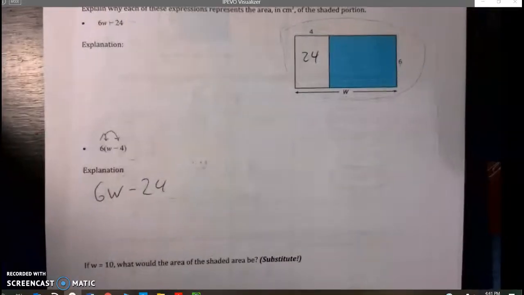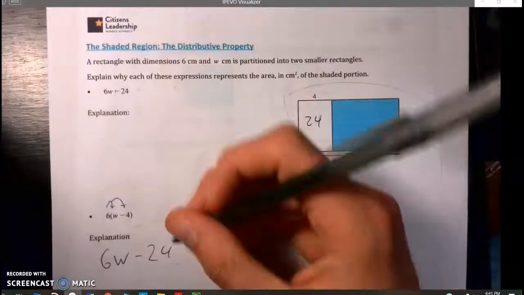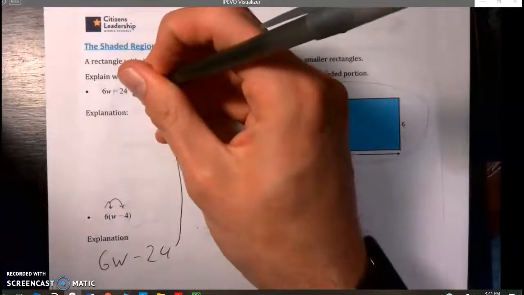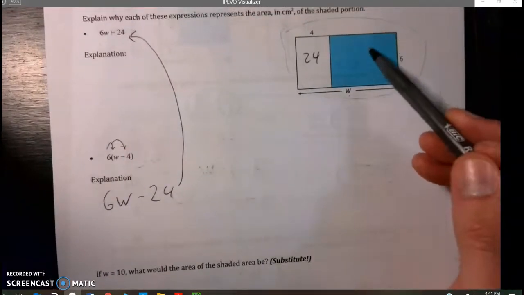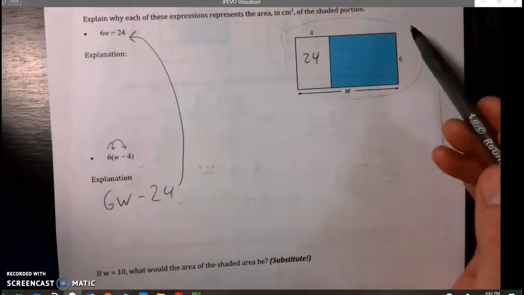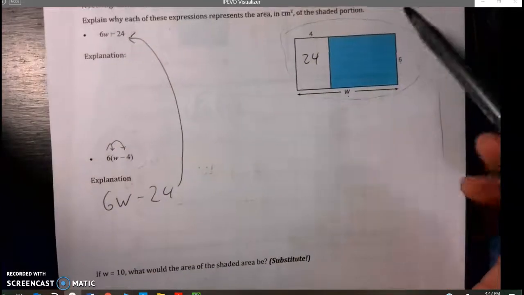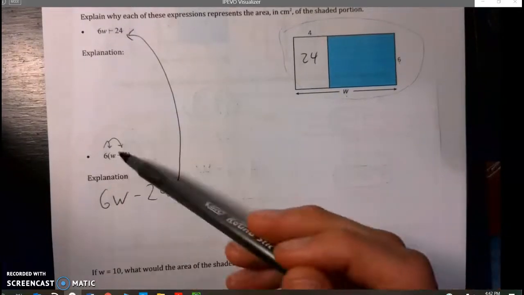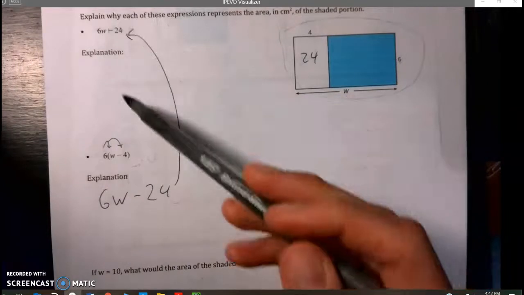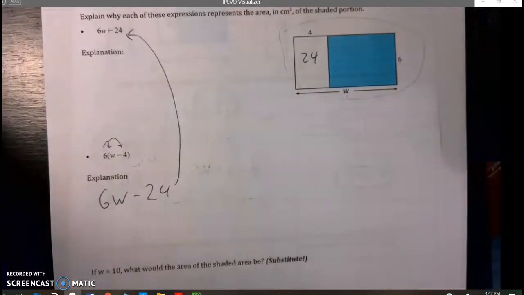So what's important to know is, and we can see here, this was the equation that I was given originally. So once again, if you want to find the area of just a small section of the shaded portion, a lot of times you'll have to find the area of the whole thing and then subtract the piece that you don't want. And once again, the idea of the distributive property, these are the same thing.